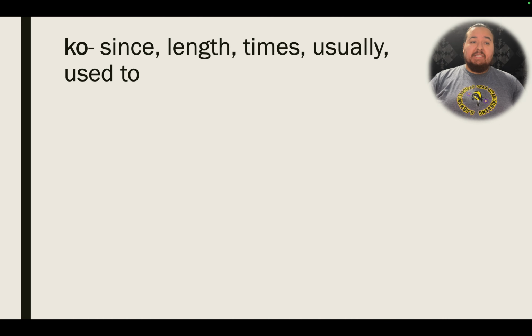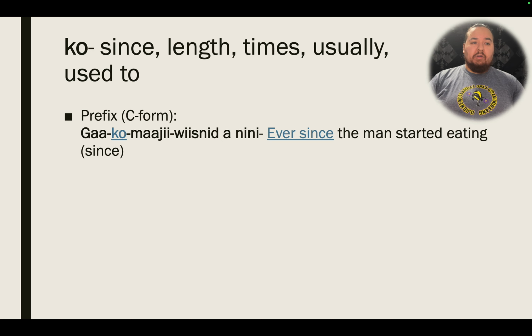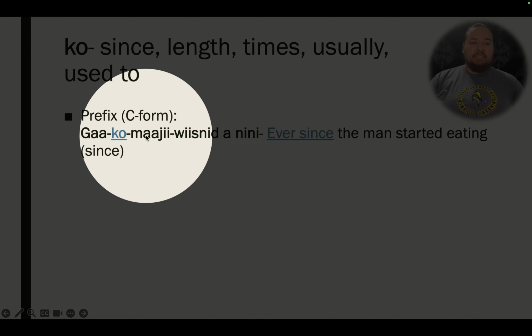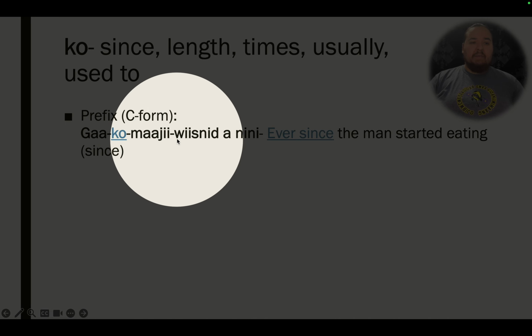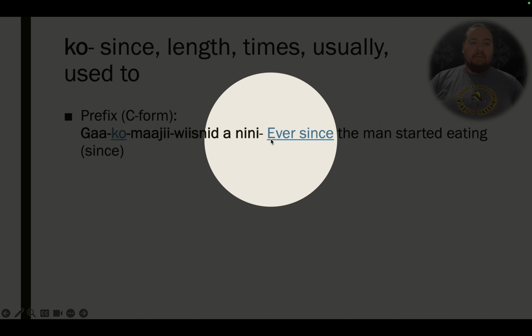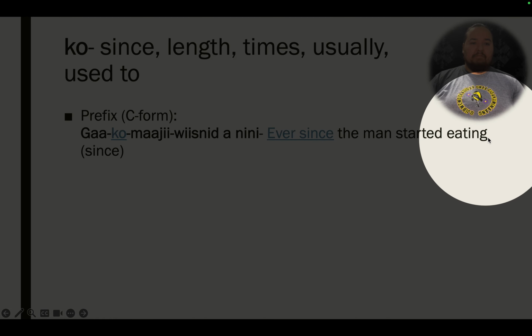Next we have k for since, length, times, usually, and used to. So as a prefix in C form, we have ka kuma jiwi snit anene. So that's for our translation since, and could be translated as ever since the man started eating. So ga, C form past tense, k, since, ma ji is a prefix for started, wisne for eating, and then d's are B form or C form suffix for third person singular, anene, the man. So ga koma jiwi snit anene, ever since the man started eating.